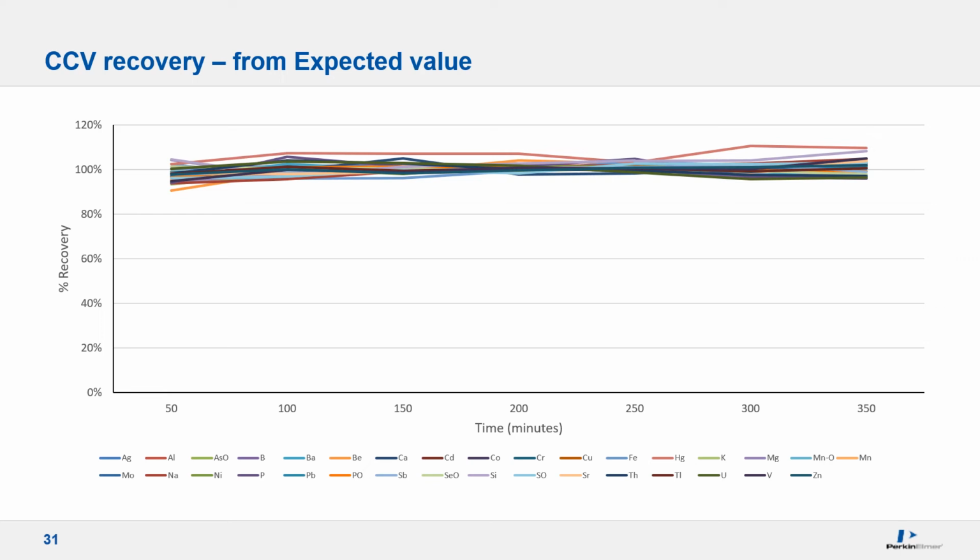A continuous calibration verification, or CCV, was also run every 10 samples throughout the analysis. As you can see, all elements were within plus or minus 10% of the expected values throughout the entire experimental analysis.